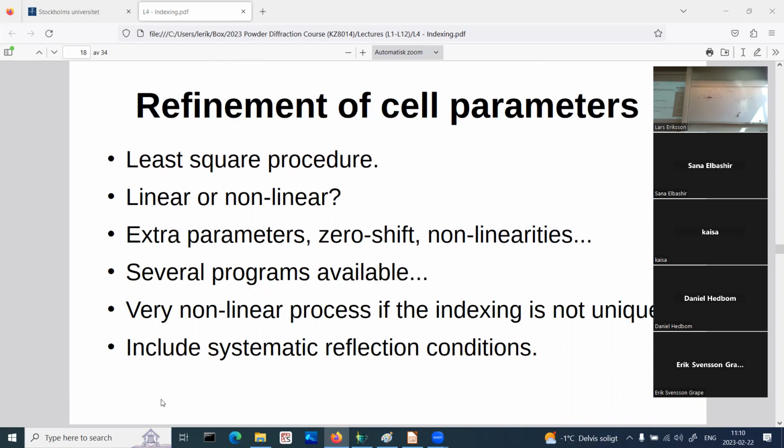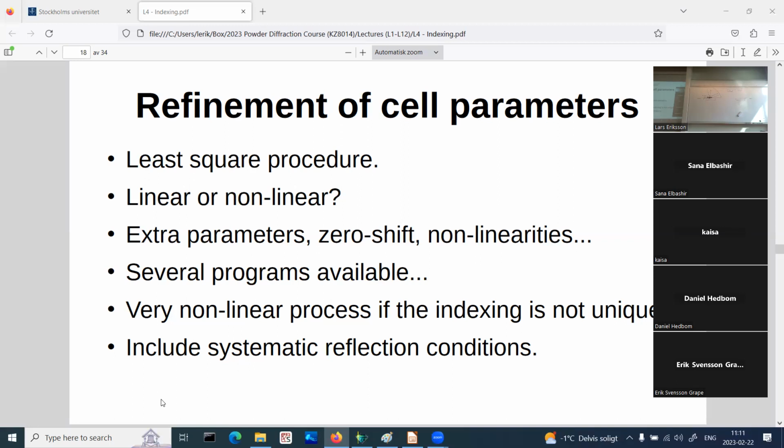Then that is perhaps a non-linear component, or we need some approximation. Maybe do a linear refinement with large error limits, then try to find the zero-point error, and then repeat the linear refinement until we get a self-consistent result. There are a lot of programs available. The one in HiScore works quite well, I think.